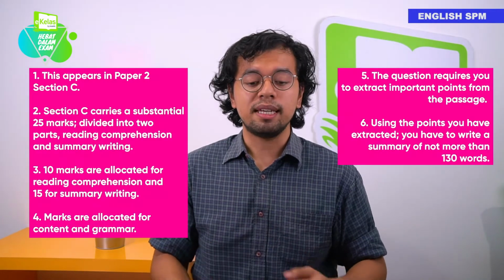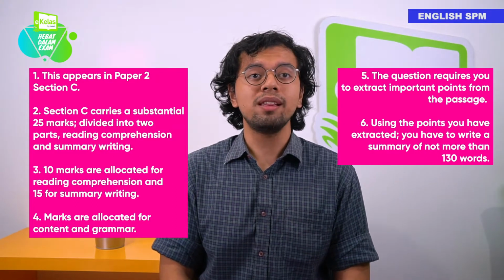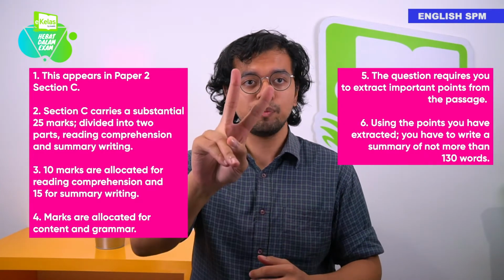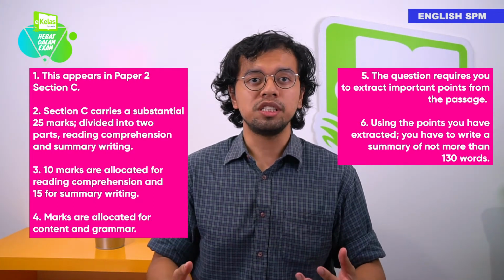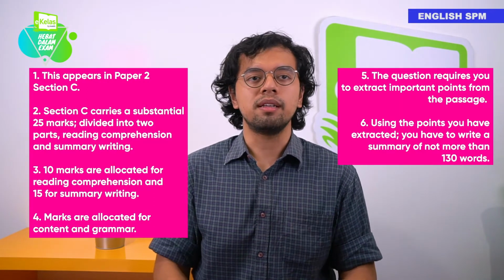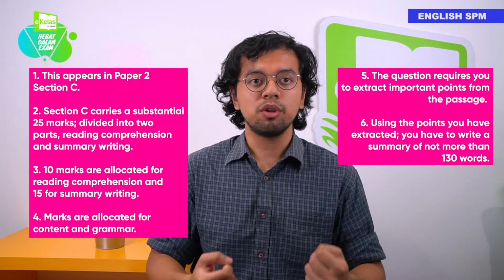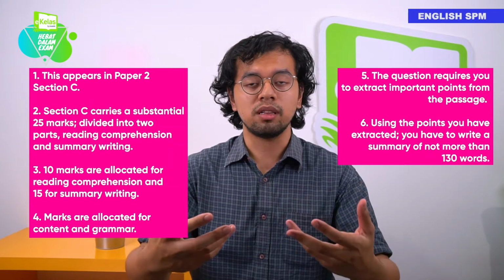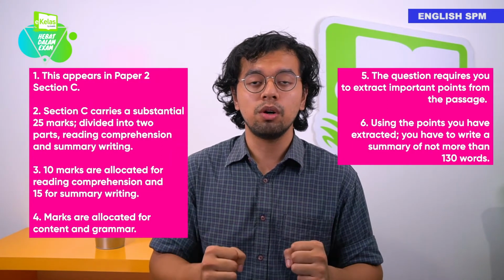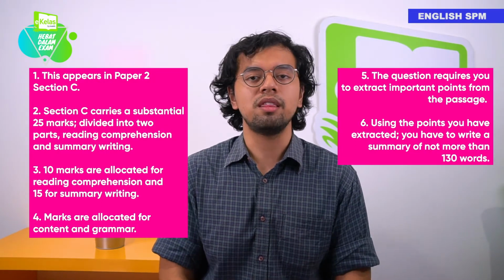This appears in paper 2 of the English SPM paper. It is in the section C of the paper. Section C carries a substantial 25 marks, which is divided into two parts, reading comprehension and summary writing. 10 marks are allocated for reading comprehension and 15 for summary writing. Marks are allocated for content and grammar. The question requires you to extract important points from the passage, and using the points you have extracted, you have to write a summary of not more than 130 words. Not more than 130 words.